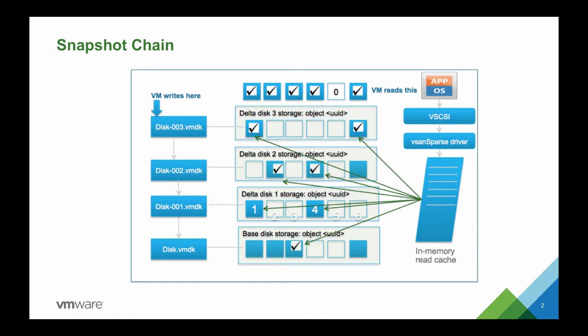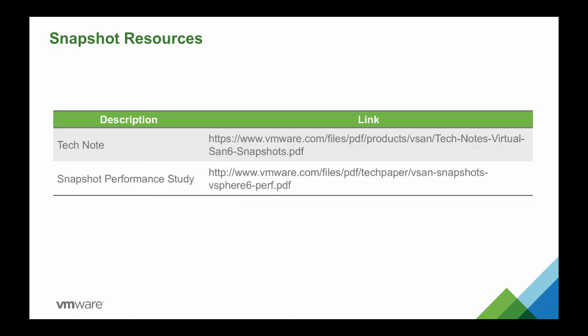to represent that. Now, each write will go to the last delta disk, or last disk in the chain, but reads may potentially be served by all or a mixture of delta disks in that chain. It's also important that we don't want to traverse this snapshot chain every single time we're looking to read data, so we want to utilize the in-memory cache to make a much higher performing snapshot.